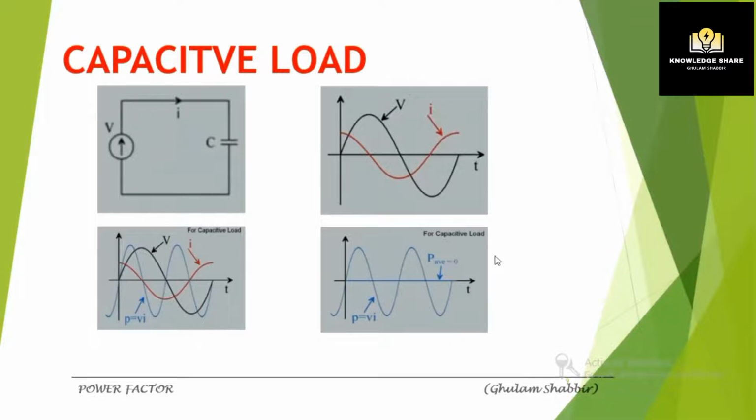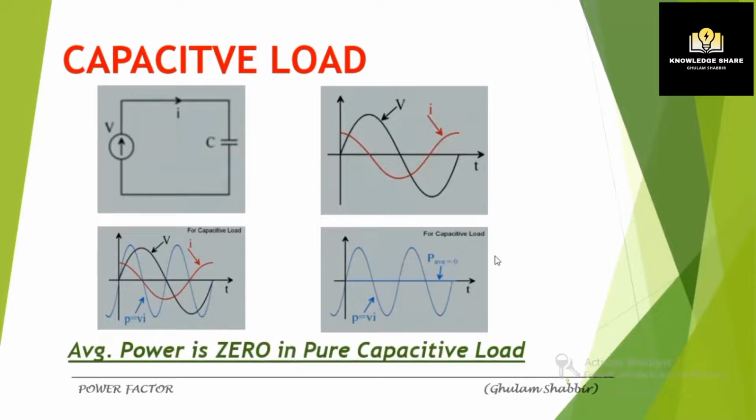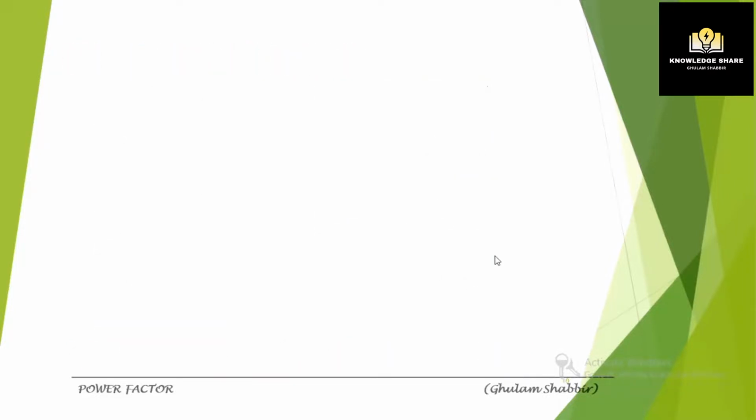Remember, for the pure resistive load there is a finite average value, but for a capacitive or inductive load the net average value is 0. So this is the crucial difference between inductive, capacitive and resistive loads. Average power is 0 in a pure capacitive load.